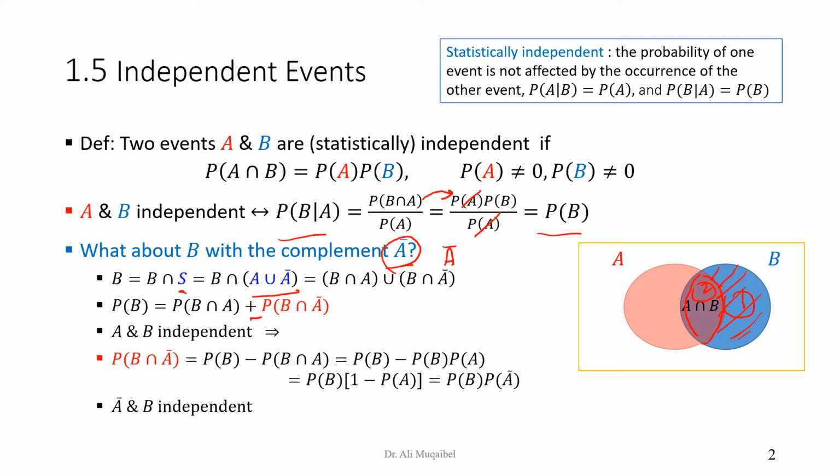So to summarize in this slide, we have defined what independence is, and we have shown a very important mathematical formulation, which is shown here: the probability of the intersection is equal to the product of the individual probabilities. Of course, the probability should not equal 0.